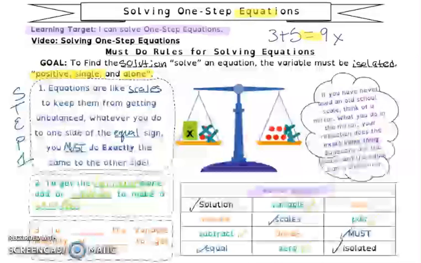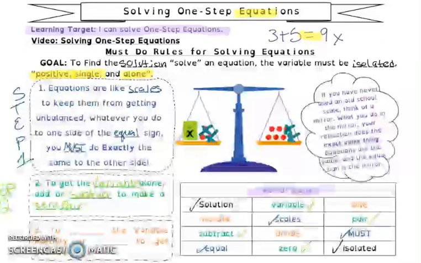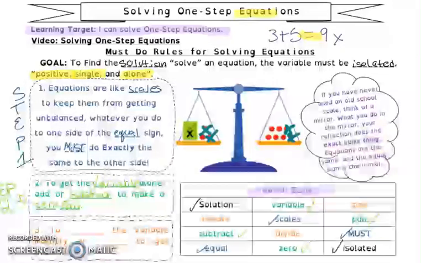So step 2, that's this one, says to get the variable alone, add or subtract to make a 0 pair. So what that means is if I wanted to get this x, this green x right here, if we don't know what this green x is, if I want to get it all by itself, how many of those red circles do I have to take away? I have to take away 3 red circles.